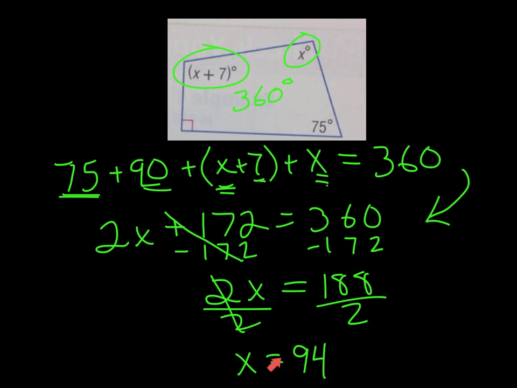So now that I have figured out what x equals, I go back up here, so I know this angle is 94 degrees, and then this angle right here is 94 degrees plus 7, which would give me 101 degrees.